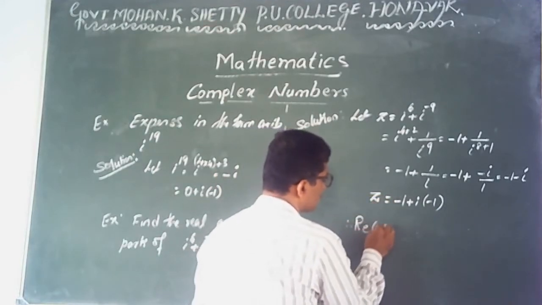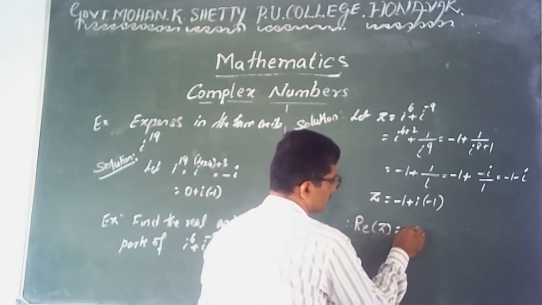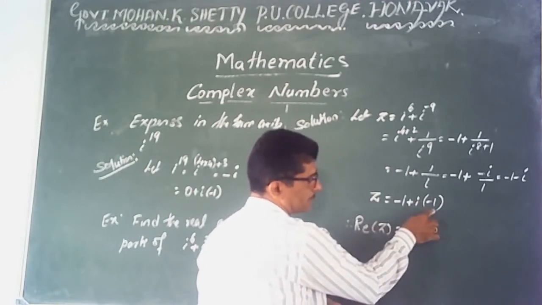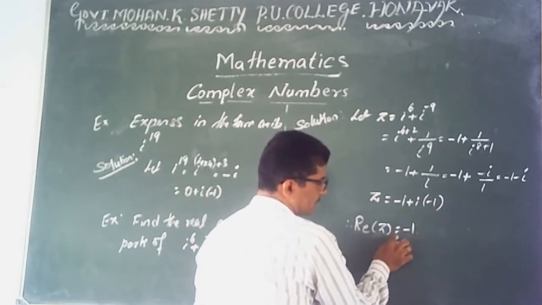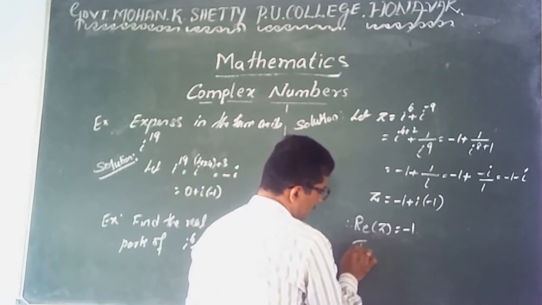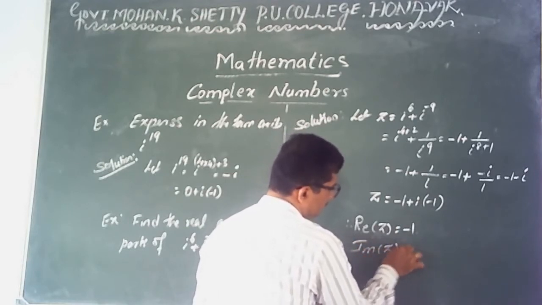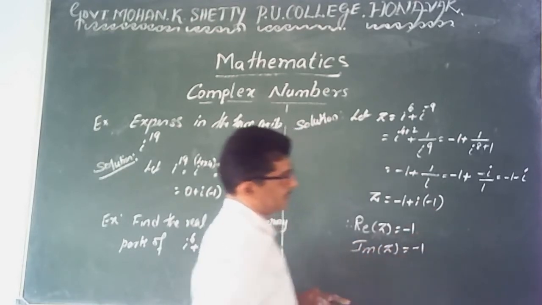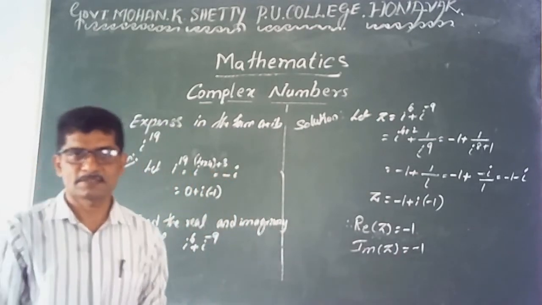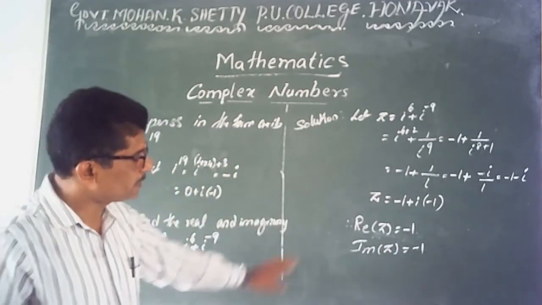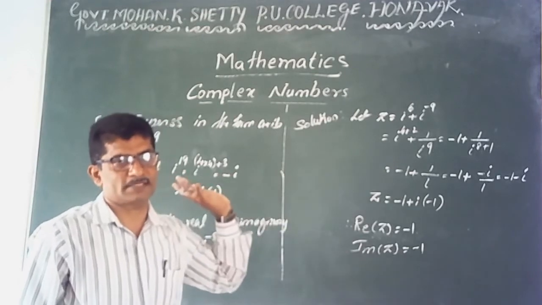Therefore, the real part of z is equal to minus 1. In a plus ib, a is the real part of z, and the imaginary part of the given complex number is also minus 1. The real part is minus 1 and the imaginary part is also minus 1.